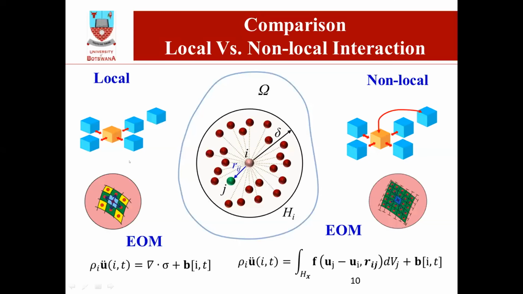So we are going to use the equation of motion, the usual continuum mechanics equation of motion here, which is a partial differential equation or divergence based. But in case of non-local theory, this particle is going to interact beyond its neighborhood. So we have what we call a horizon H_i. This particle i is going to interact with all the families inside this horizon, and the equation of motion is going to be rather an integral equation.